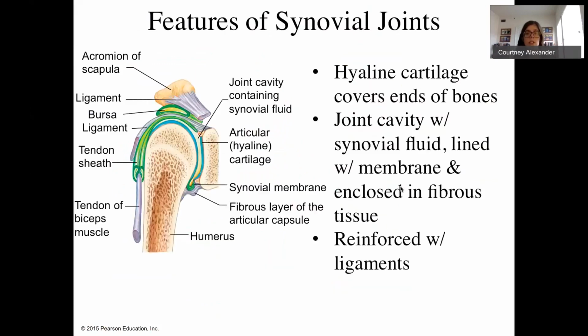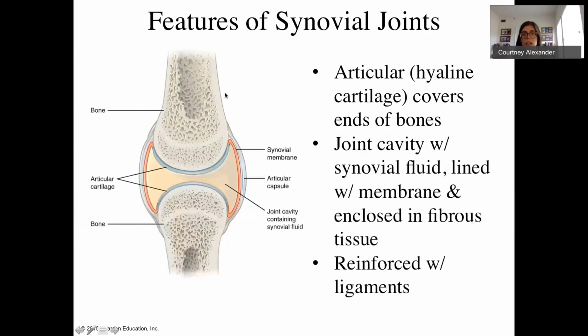Now, our synovial joints, these have special features. They have hyaline cartilage, which we call articular cartilage or joint cartilage, that covers the bone. And they have a joint cavity that is filled with synovial fluid and is lined with synovial membranes, all enclosed in fibrous tissue and reinforced by ligaments. And that articular cartilage and the fluid, all of that helps create a smooth gliding surface to decrease the friction of our joints. So synovial joints are made to be movable.